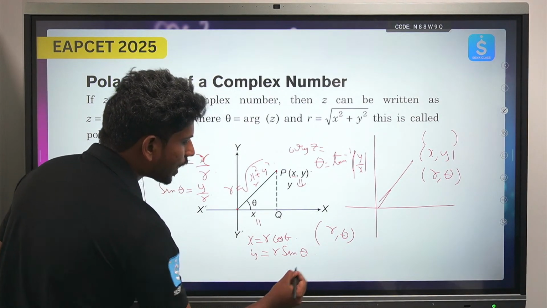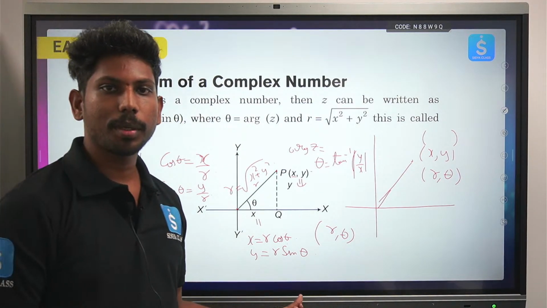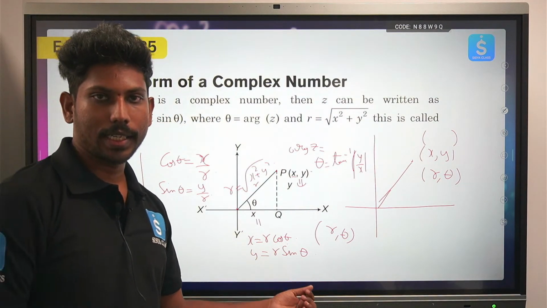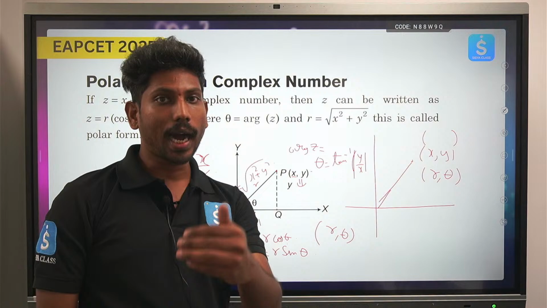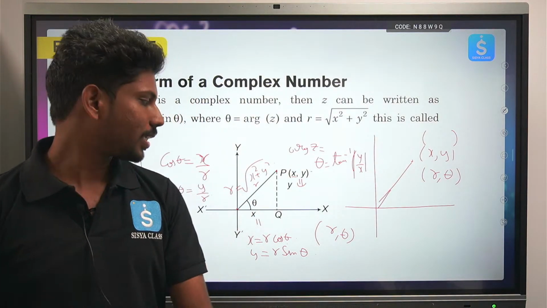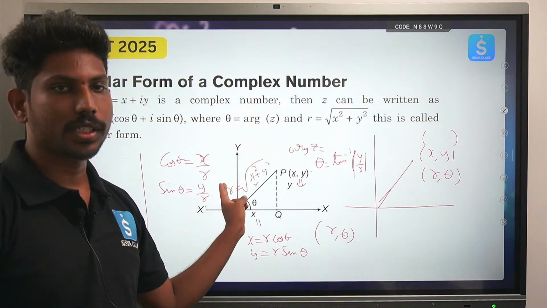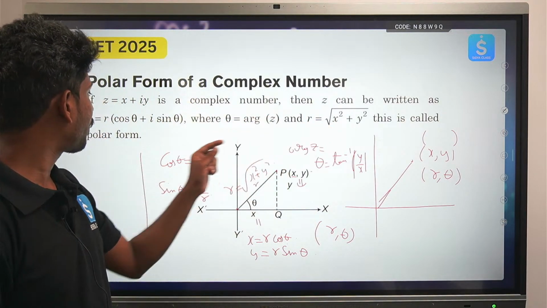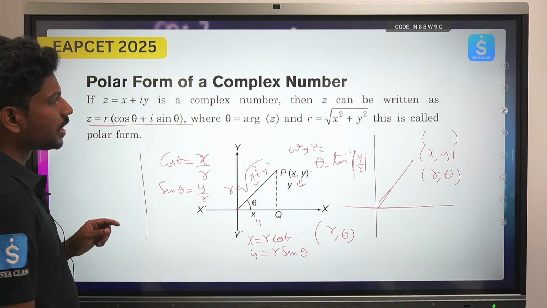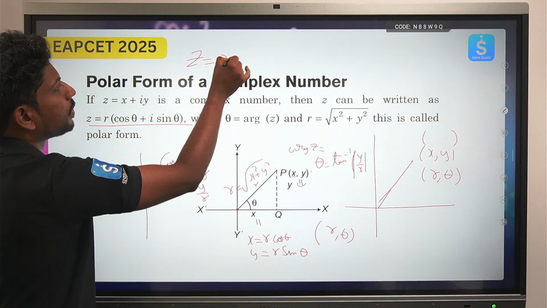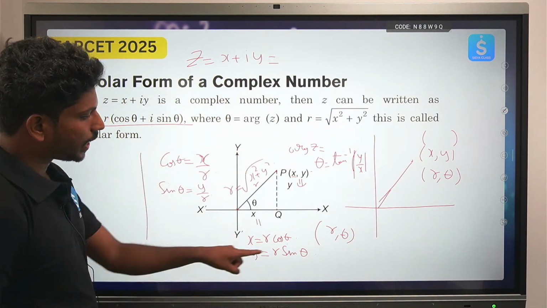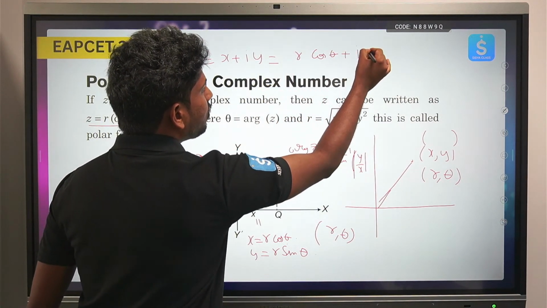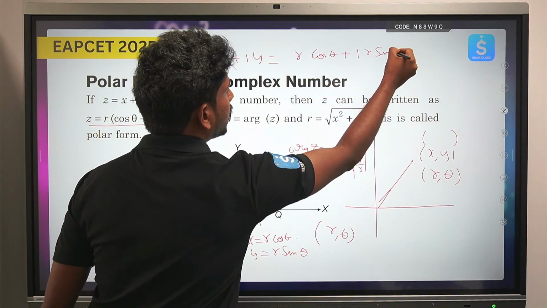So using x and y, I have found out a relation between r and theta in such a way that x equals r cos theta, y equals r sin theta. Similarly, if I have to find from r comma theta to x and y, I can just use the same thing in the opposite way. So for every coordinate in x and y, I can always find this form, right? So instead of writing z equals x plus iy, I have established a relation: x equals r cos theta plus i times r sin theta. So this is the relation I have found.